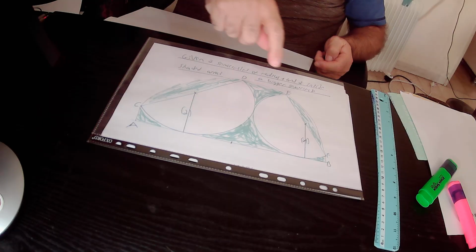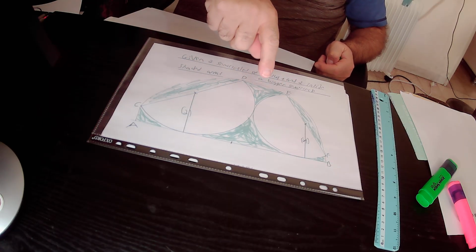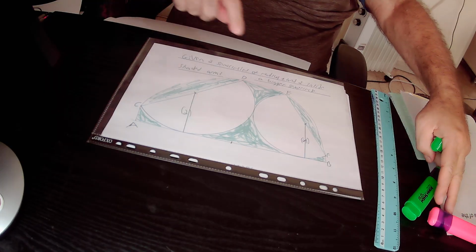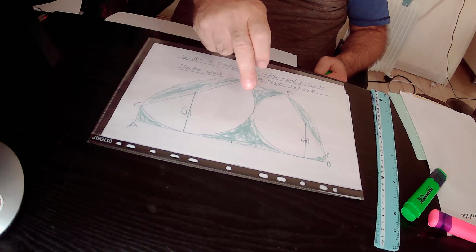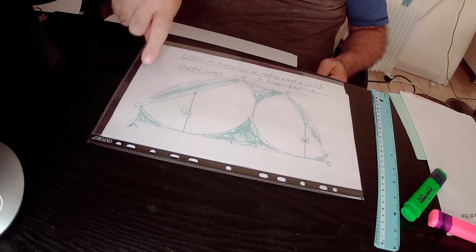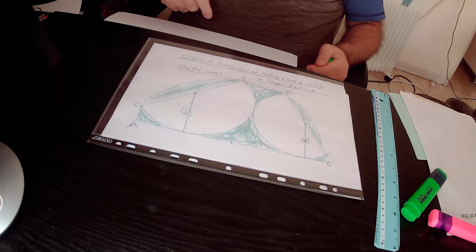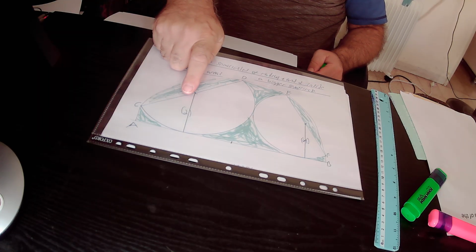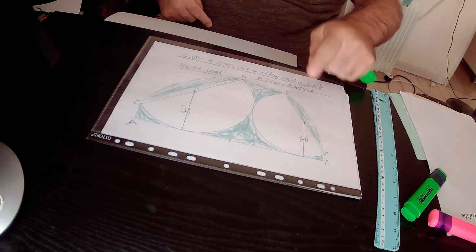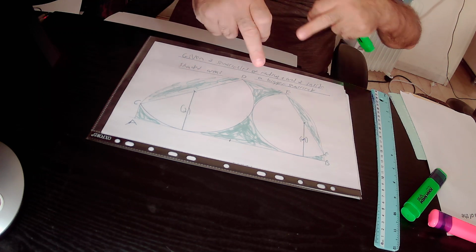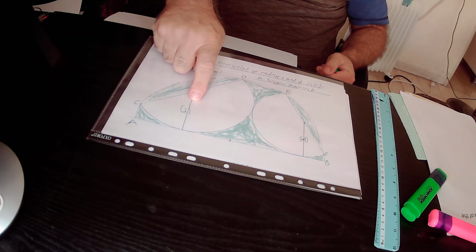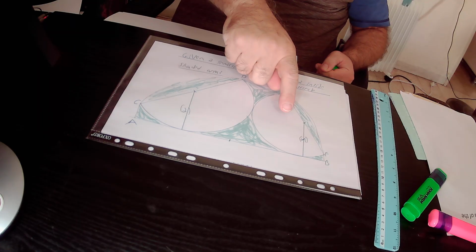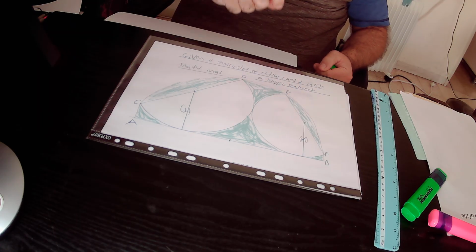Our task is to find the size of this shaded region. From the drawing, it's very easy to see that the size of this shaded region must equal the area of the big semicircle minus the area of the left semicircle minus the area of the right semicircle.